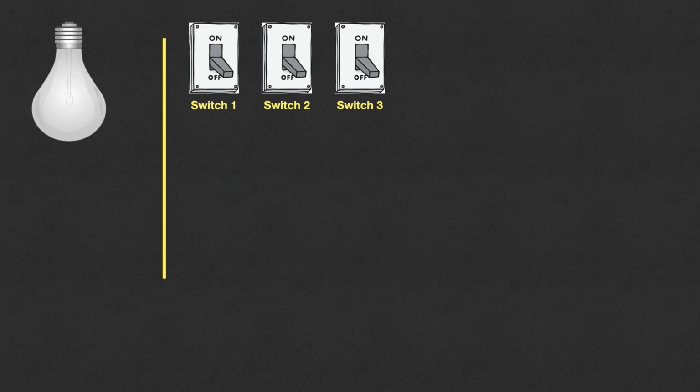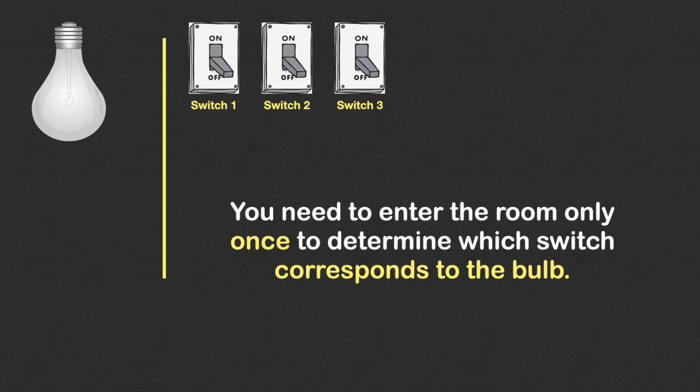Let me explain the solution now. As I have already told, this three switches and one bulb puzzle is a very famous interview puzzle. The answer to this puzzle is 1. You need to enter the room only once to determine which switch corresponds to the bulb. Let me explain the solution in detail.